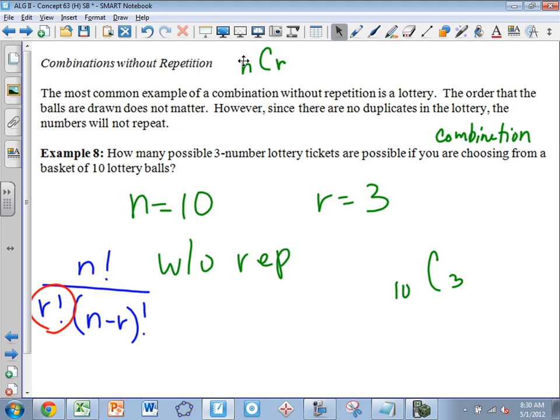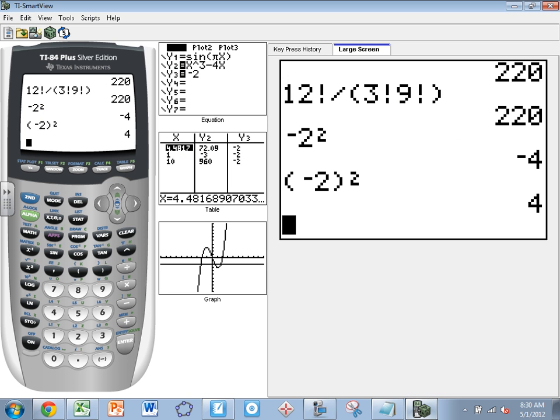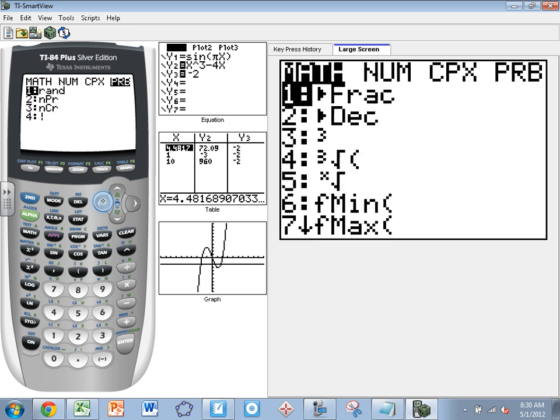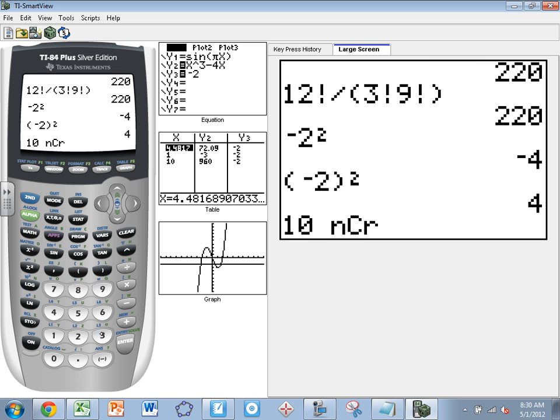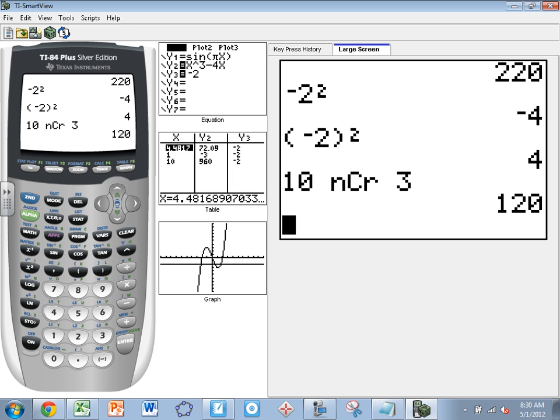Because we're doing what kind of a problem here? Combination. We go to our calculator. We type in 10. We hit math, go over, but now we go to choice 3 here, because we're doing combinations now. So choice 3, the number 3, 10C3, and very good, it's 120.